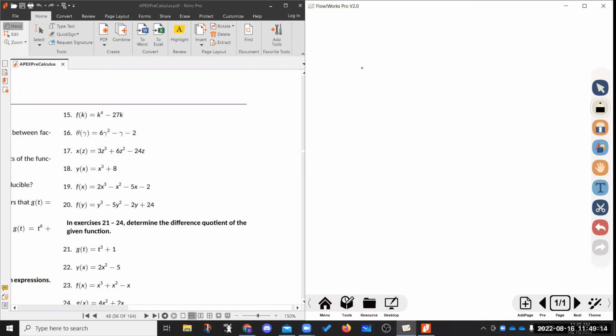Okay, they're just being a little pretentious with number 16. They're calling the function name theta and they're sticking in the variable gamma. So they're going to say 6 gamma squared minus gamma minus 2 is going to be what theta of gamma is.